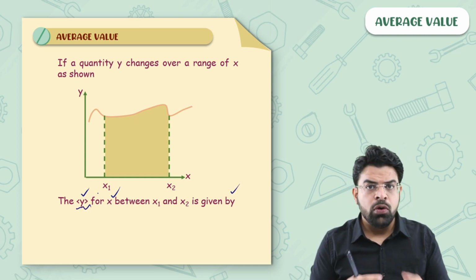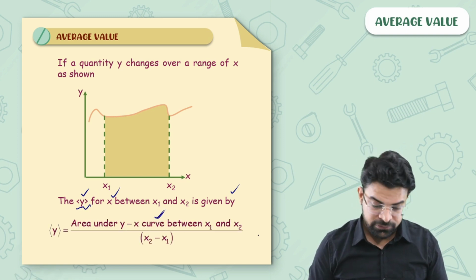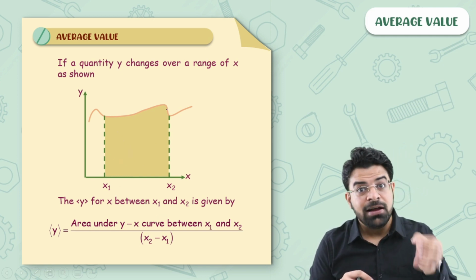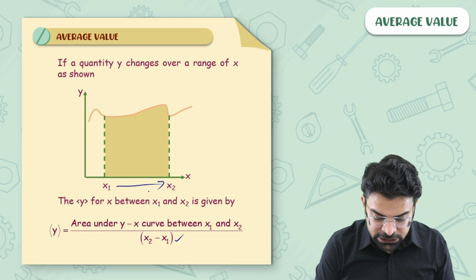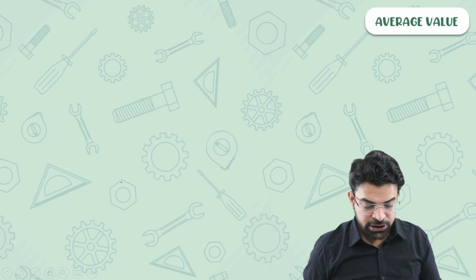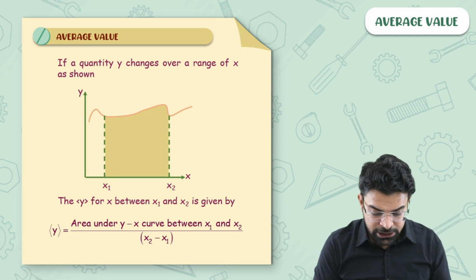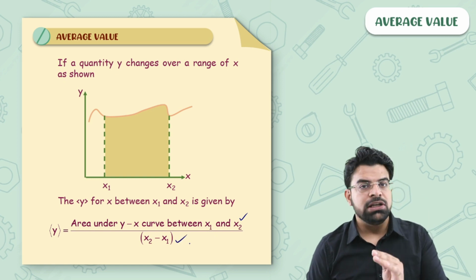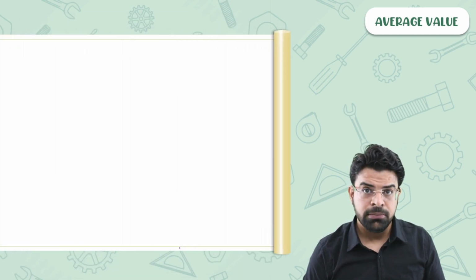The average value of y over a range of x is given by the area under the y-x graph, which is nothing but the shaded area, upon the change in x. What is the change in x here? The change in x is the final value minus the initial value, that is x2 minus x1. So you need to keep this definition in mind. The average value of y is the area under the y-x graph between x equals x1 and x equals x2, upon the change in x, which is x2 minus x1. So let's see a question based on this particular.